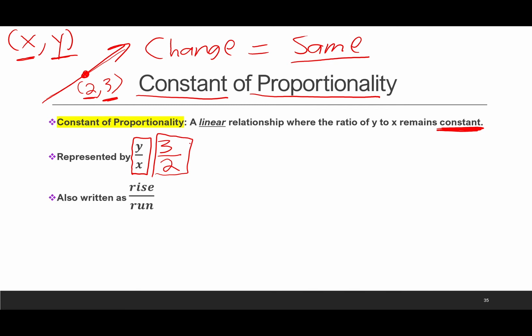You can also write it as rise over run. You'll learn more about this method in 8th grade. We're not there quite yet. What's more important is that you remember y over x.